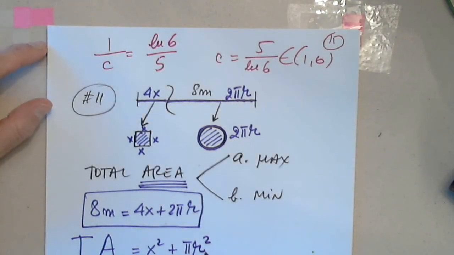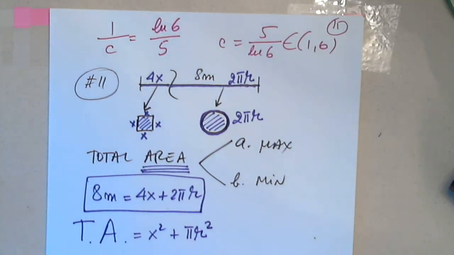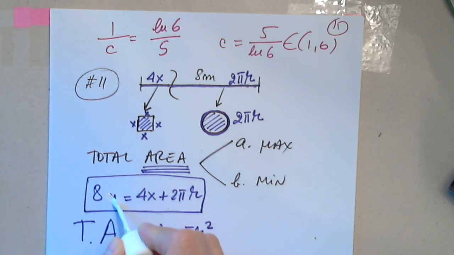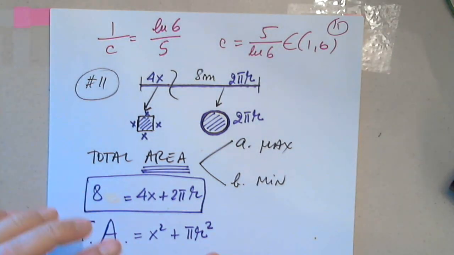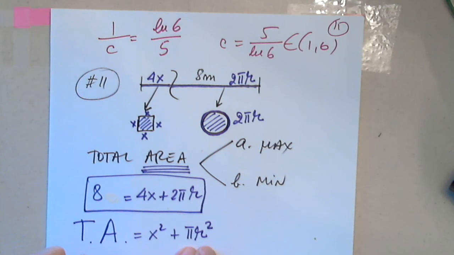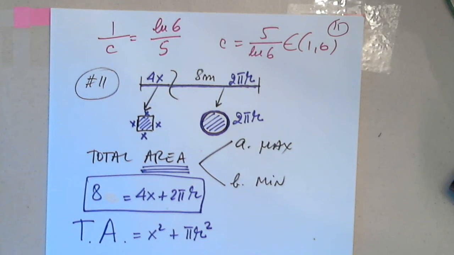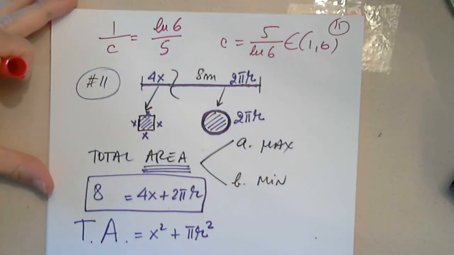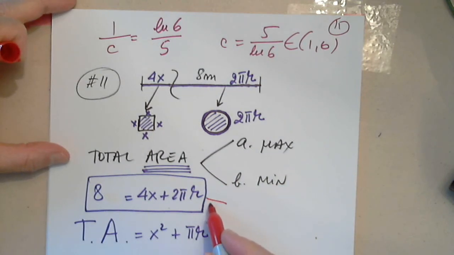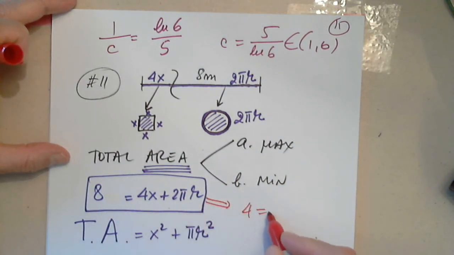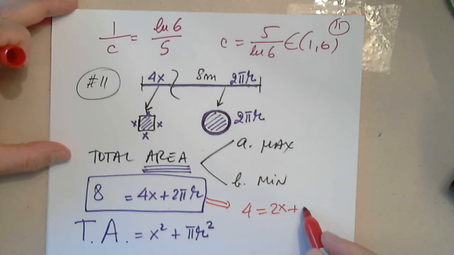Well, like before, we need to get rid of something, because I can't differentiate a function of 2 variables. So either we solve this, I should not have put the meter here, I'm sorry, there is no need in an equation. So we either solve for x and plug it in and square it, or we solve this for r and plug it in and square it, to make the total area a function of one variable. I'm going to divide both sides by 2, and I get 4 equals 2x plus pi r.